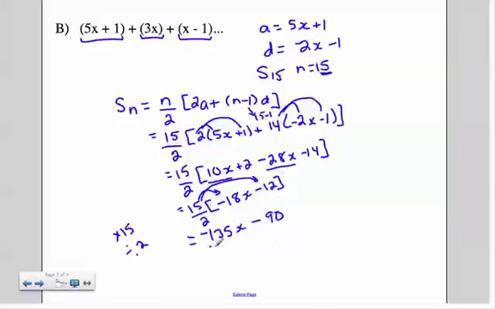So however you get it, that's what I would get if I added up the first 15 terms and collected the x's together and the constants together. This is not necessarily a term in the list.